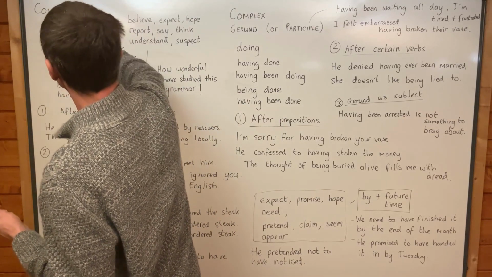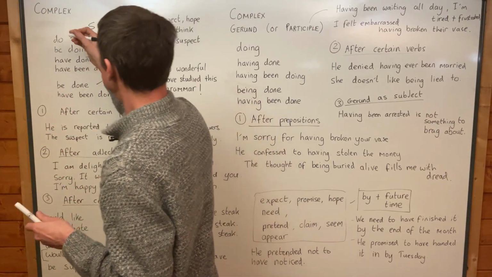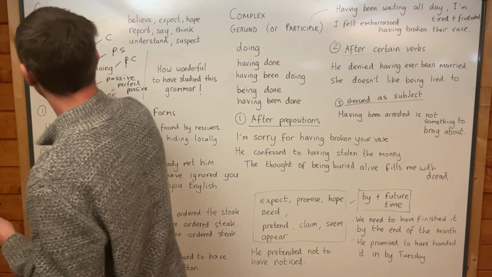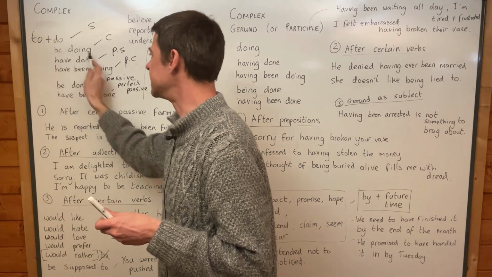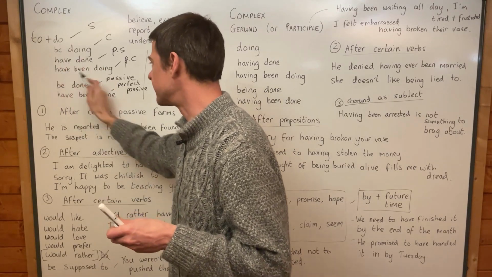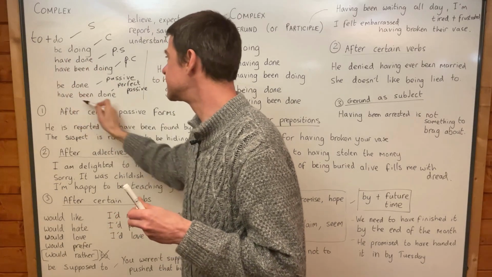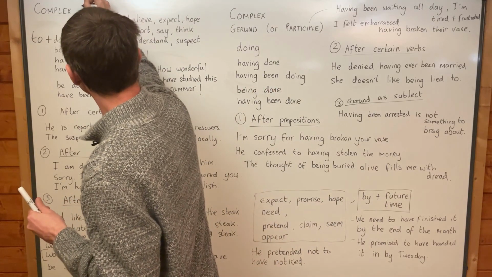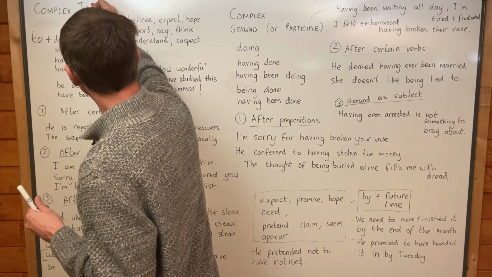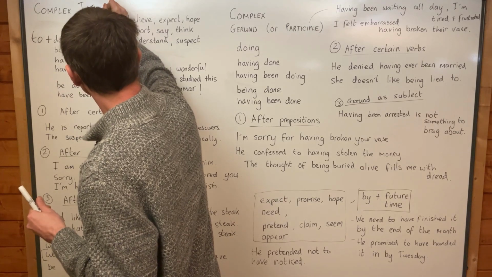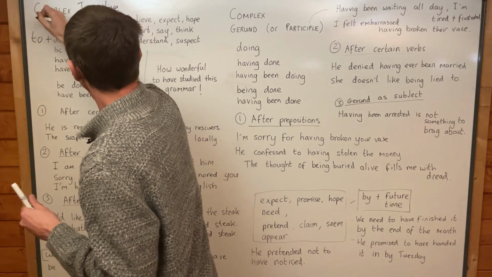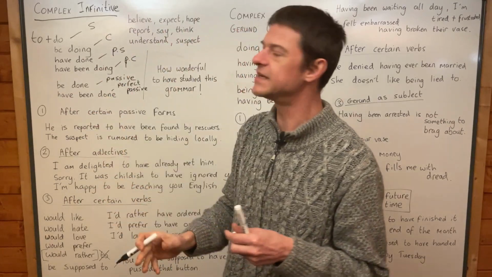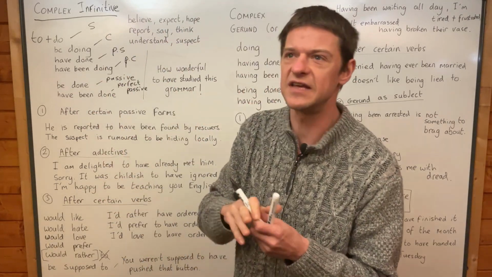And let's look at complex to-plus-infinitive, because I'm pleased to say that complex to-plus-infinitive looks exactly the same. To do, to be doing, to have done, to have been doing, to be done, to have been done are the six forms of complex infinitive. So this is what we're looking at today: complex infinitive and complex gerund. But let's look at complex infinitive first, because complex infinitive is harder.